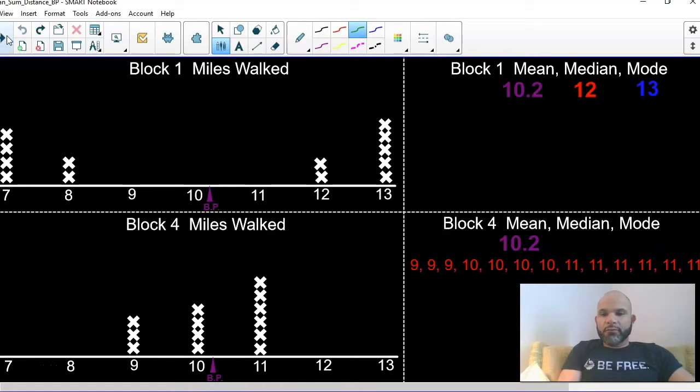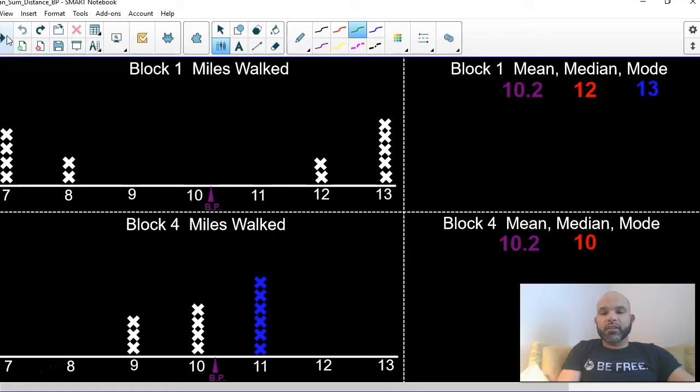Well, if you went further, your median, you would have had to order them from least to greatest and then work your way to the middle. For every lowest, get rid of a highest, and you would have seen that your median was 10. And then finally, the mode, the one that occurs the most, you would have selected 11 for that because there were 6 of those guys that walked 11 miles. All right, so your mode was 11.